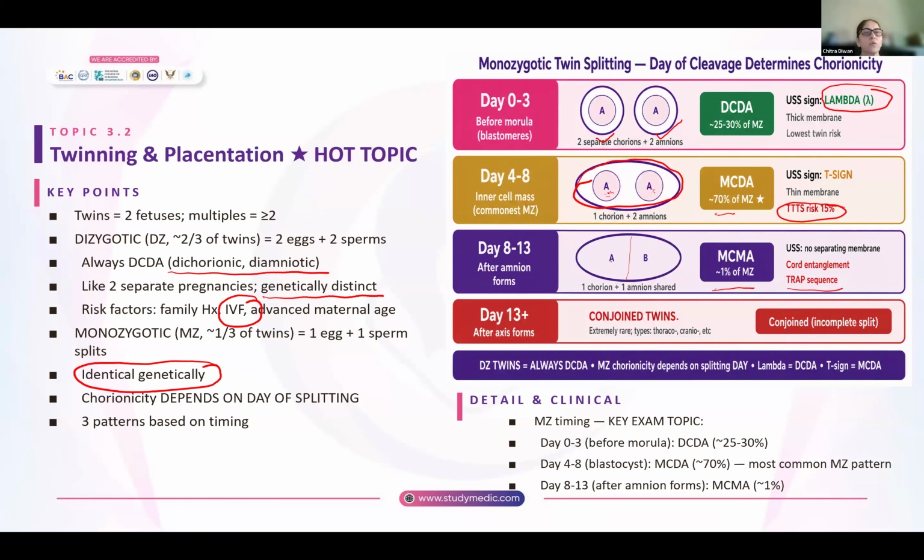So that is all about how you get formation of dichorionic diamniotic, monochorionic diamniotic, monochorionic monoamniotic and conjoined twins. These are all types of monozygotic twins. Please remember, dizygotic twins are always dichorionic diamniotic.